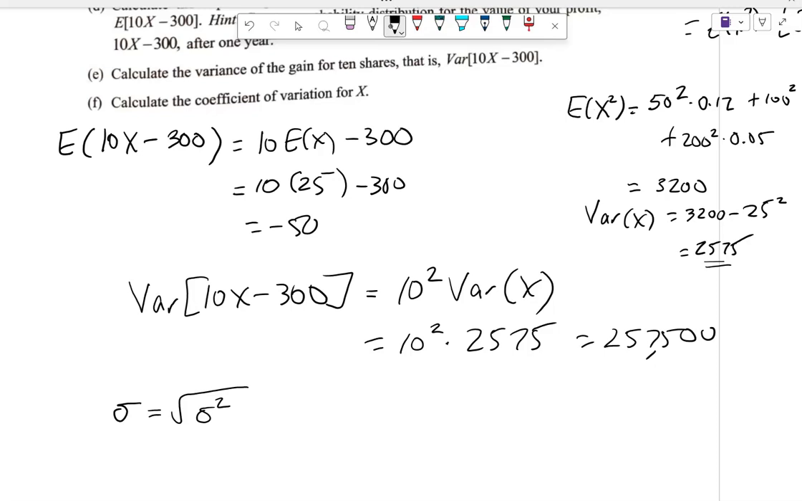So for our purposes, the standard deviation will be the square root of 2575, which I don't believe is a perfect square. Should be a little bit bigger than 50. Yeah. What is it, Austin? It'd be 50.74. Okay. Yeah. A little bit bigger than 50.